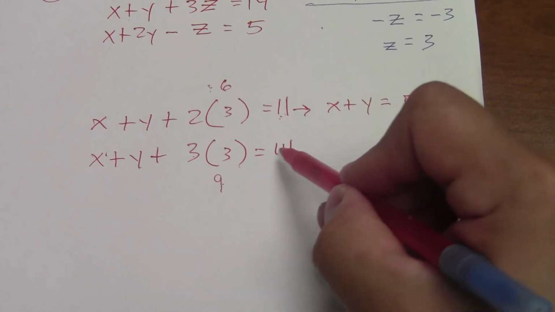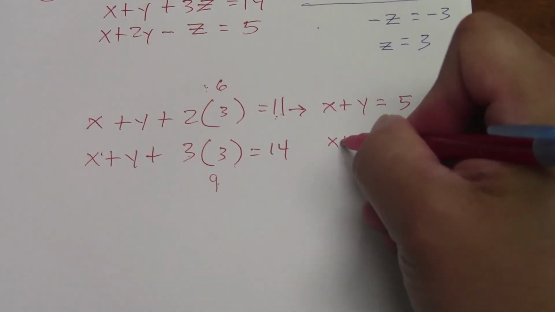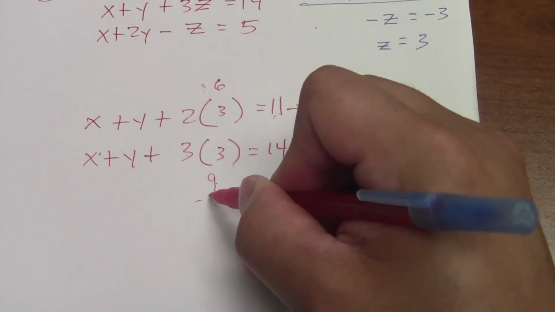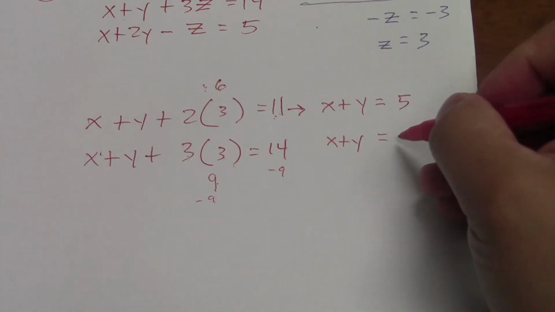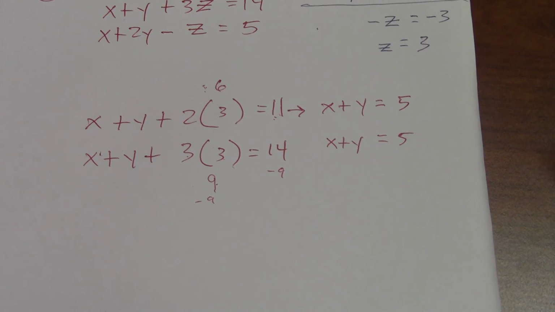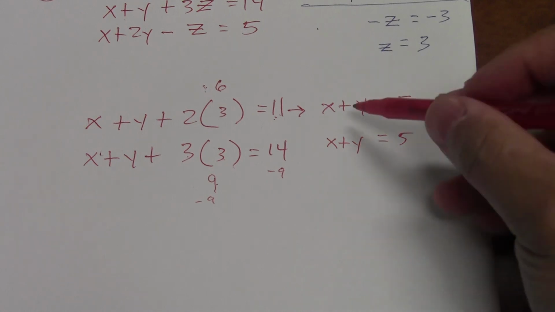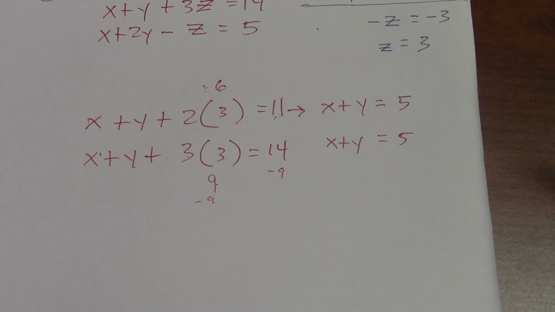And then over here I have 9 and 14. So I'm going to have x plus y equals, so I got to subtract 9 on this side, subtract 9 on this side, and that's going to give me 5. Okay. From this point, then it just turns into normal numbers, and you just solve from that point on.